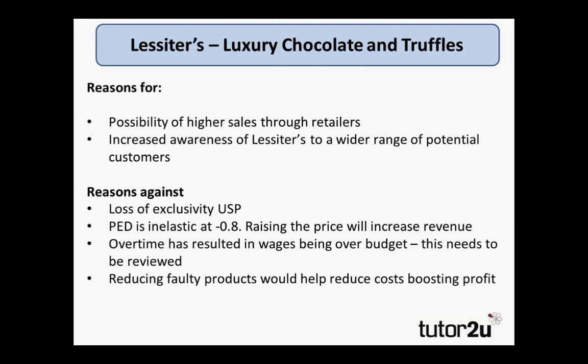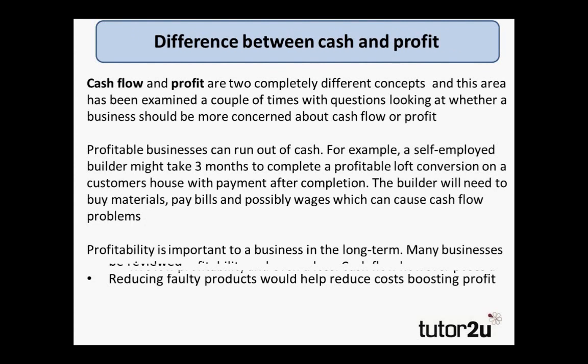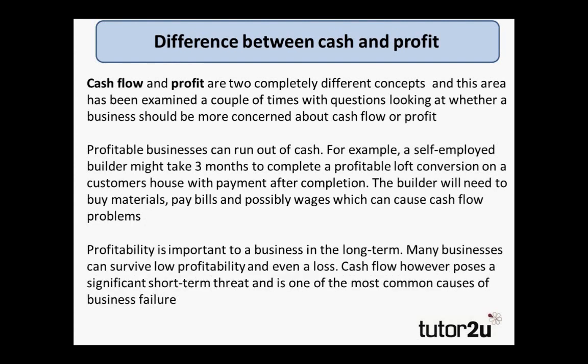Overtime has resulted in wages being over budget. That's going to be a massive hit on profit. That needs to be reviewed. So you could argue actually maybe by employing more staff, which would increase wage costs, but not to the same extent as overtime, might be a better method for this business to improve profit. So it's knowing how a business can improve profit and relating that to the information in the case study.